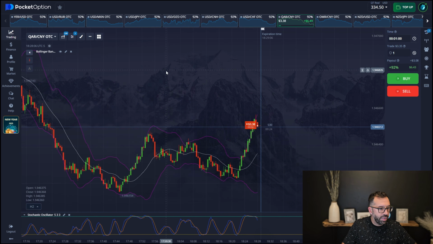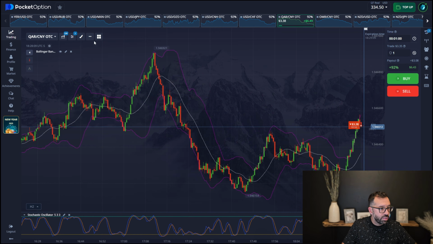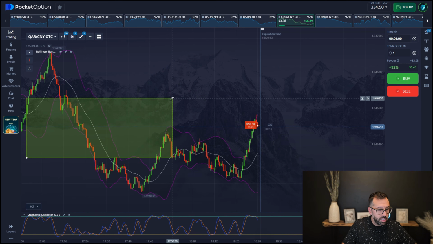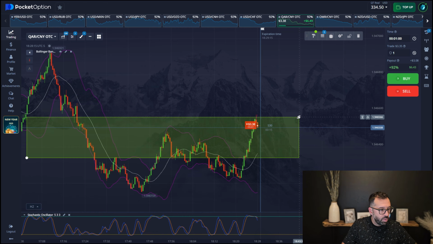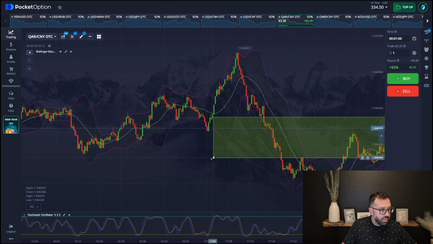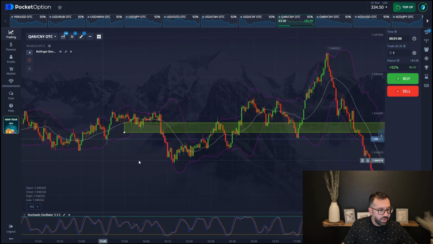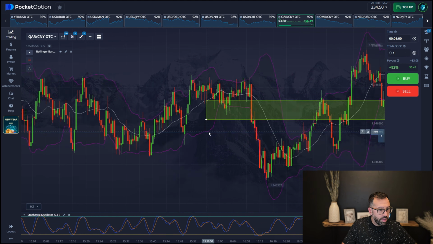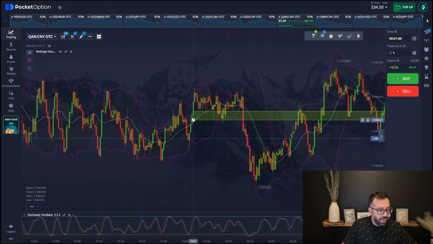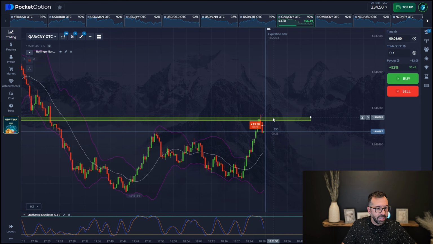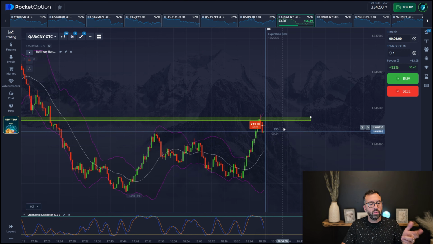And I'm going to go ahead and draw in a rectangle here so we can see where we're at. While this is doing its thing, we're going to draw this in right here. So look at this. This is where we are hitting resistance and then moving back down. So hit, hit, hit, move back down. And then that's exactly what happened here. So we caught that first one. We got 26 seconds left. Looks to be like a winning trade.